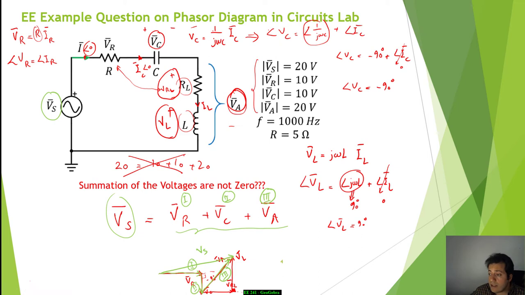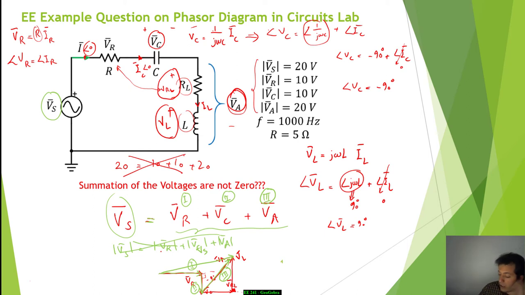I want to plot this. As you can see, first of all, I just want to make sure you understand that these vectors are now following the KVL rules. Their summation is equal to VS, not just the magnitude. So if somebody tells you, is this correct, meaning that the summation of the magnitudes would be equal to VS? No. You should always consider the angle.